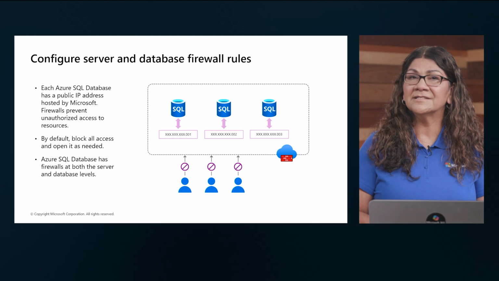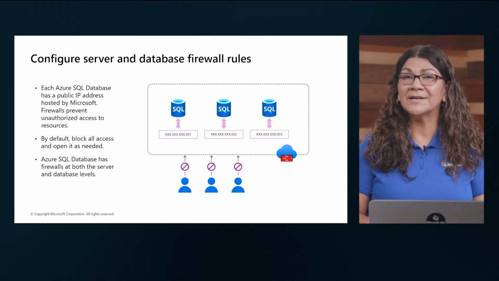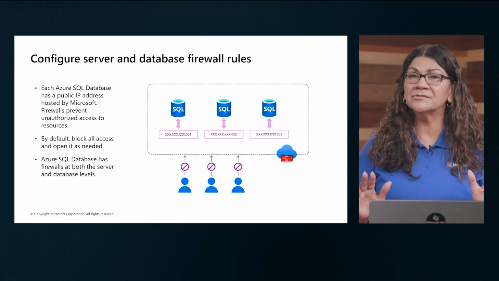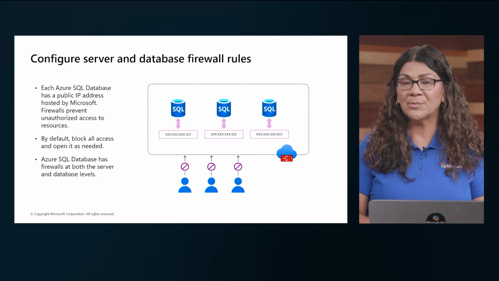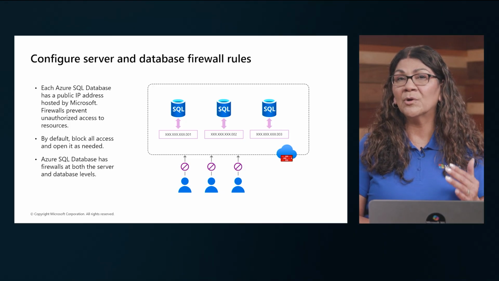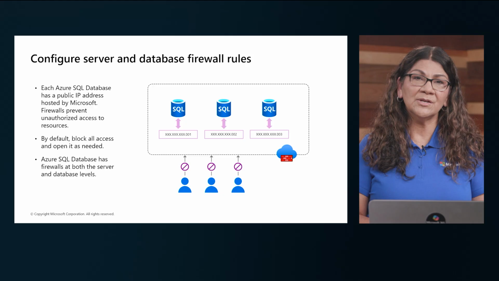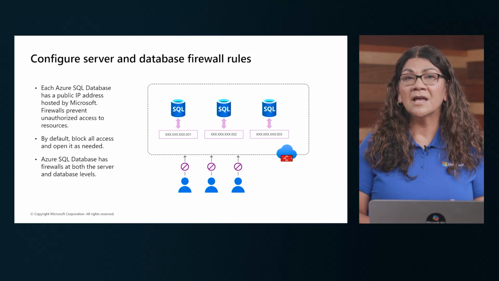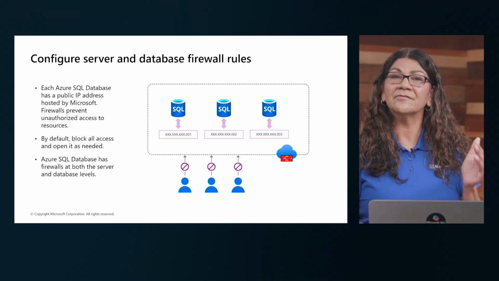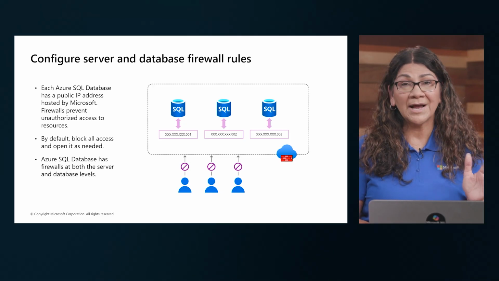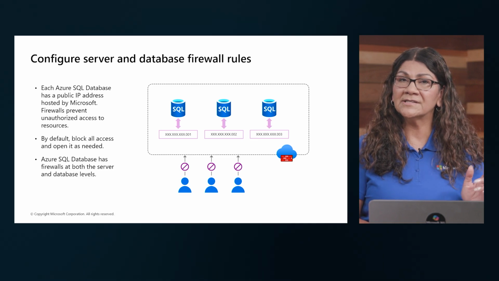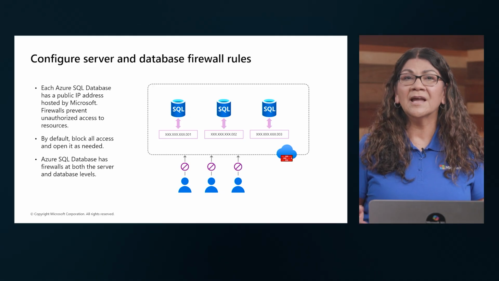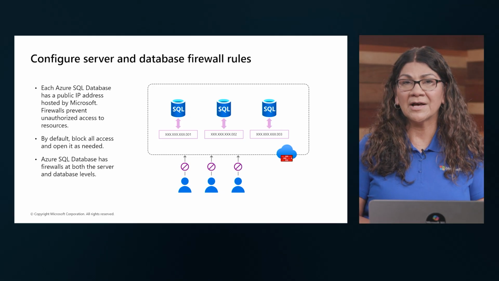This slide, titled Configure Server and Database Firewall Rules, presents a strategic and practical approach to securing Azure SQL databases through layered firewall configurations. Each database is assigned a public IP address hosted by Microsoft, and firewalls serve as that first line of defense, blocking all access by default and allowing only trusted connections through. This best practice minimizes exposure to threats and strengthens your overall security posture.